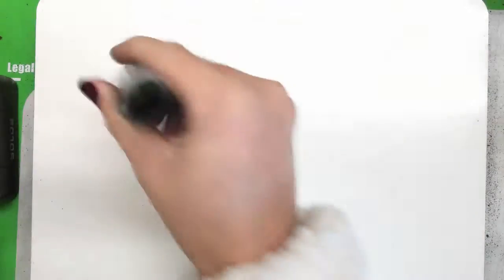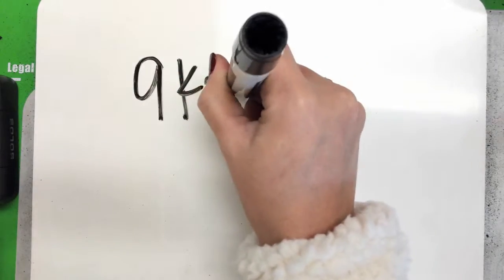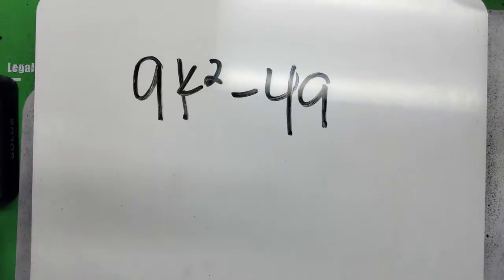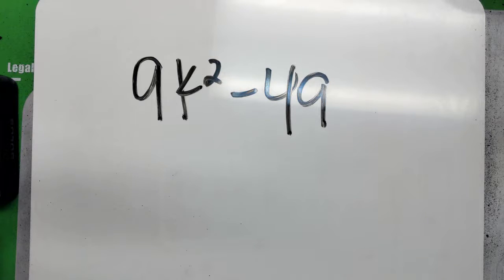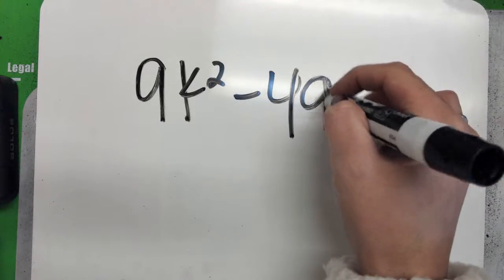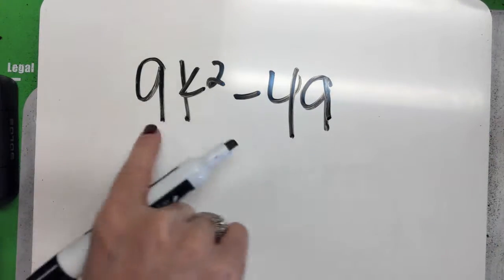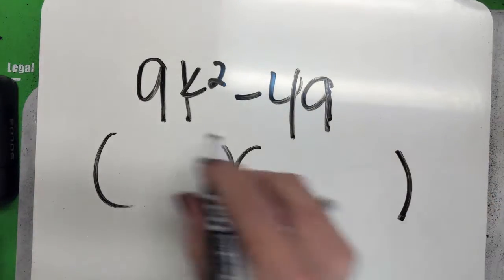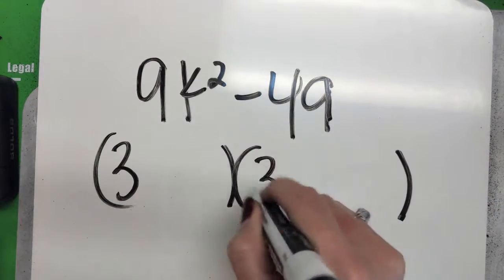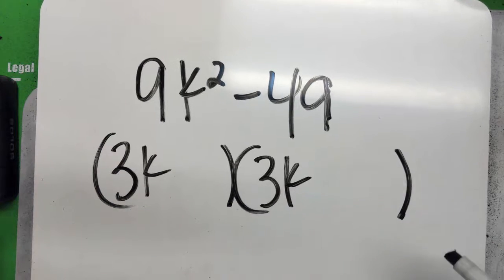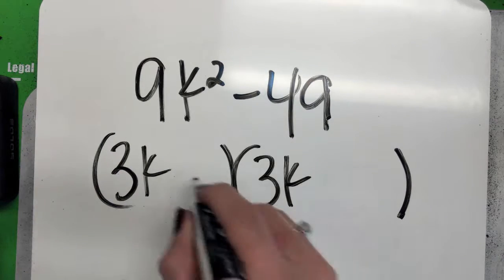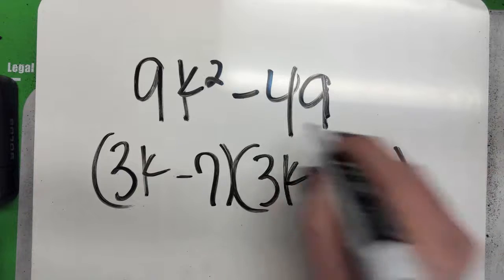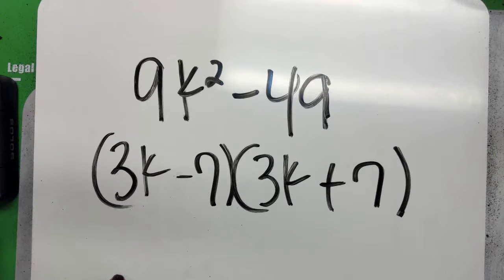Alright, next one, number 9, is 9k squared minus 49. You're supposed to factor by using what? Anybody? I hope you said difference of squares. Why? Because it's a difference, plus these are both perfect squares. So make my binomials. Square root of 9 is 3, square root of k squared is k, square root of 49 is 7, but we need a negative 7 and a positive 7 because this 49 is negative.